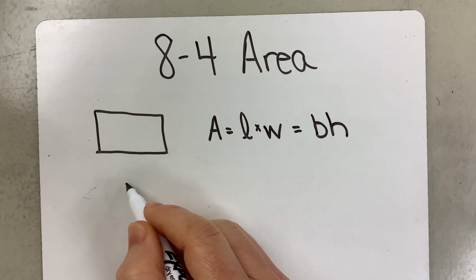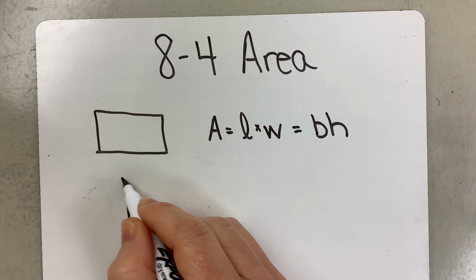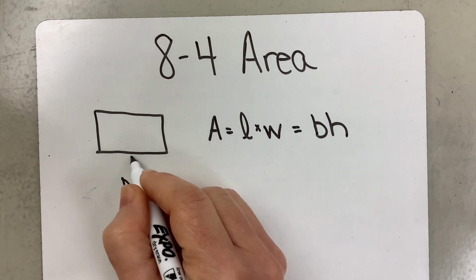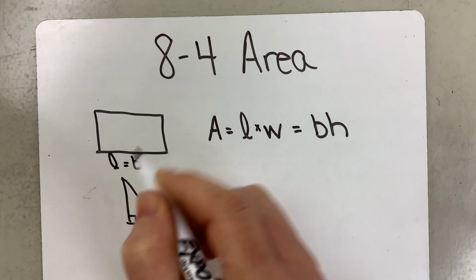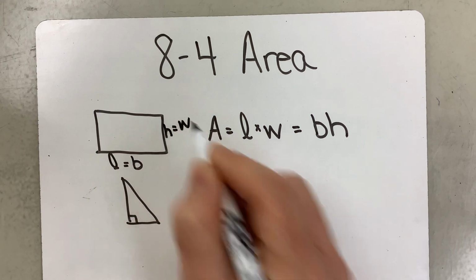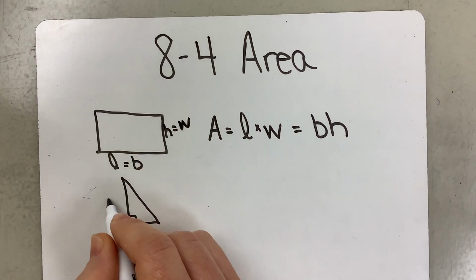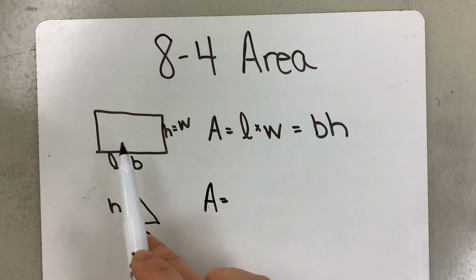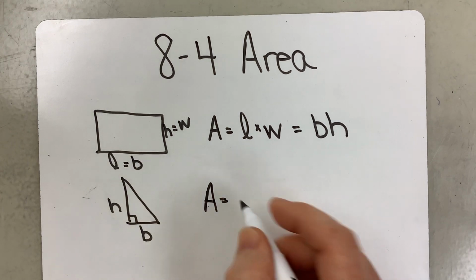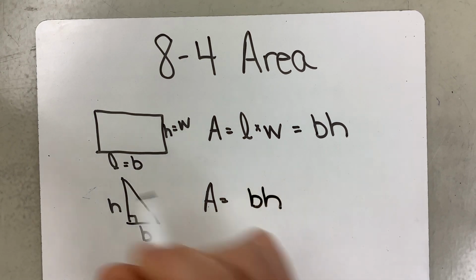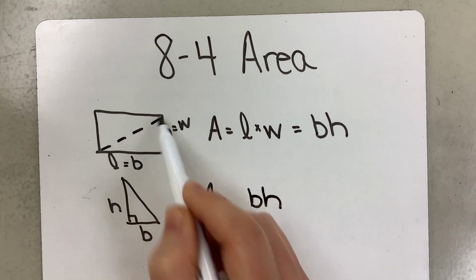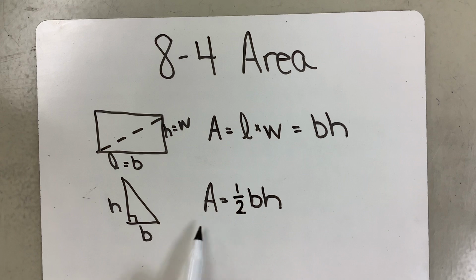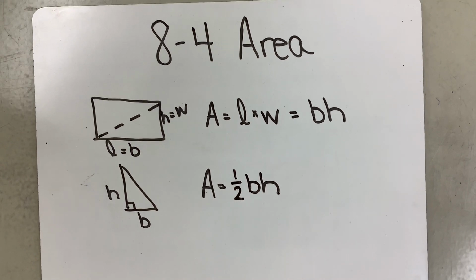We need to know the area of a triangle. So again, this would be our base or our length. This would be our height or our width. So here is our base, here is our height. Now, we've talked about before, the area of a triangle is really just a rectangle, right? But it is cut in half. So our formula for area of a triangle is 1/2 base times height.